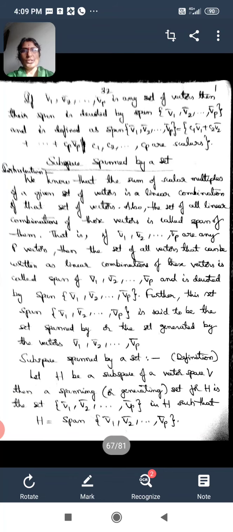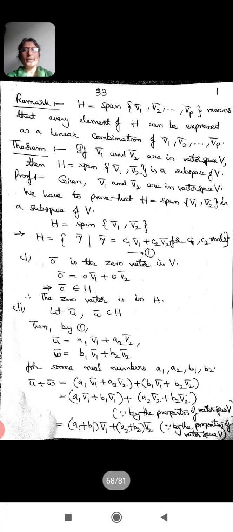In the definition of subspace spanned by a set, we have seen that if H is a subspace of a vector space V, then a spanning or generating set for H is the set consisting of the vectors v1 bar, v2 bar, so on vp bar in H, such that H is equal to span of v1 bar, v2 bar, so on vp bar.